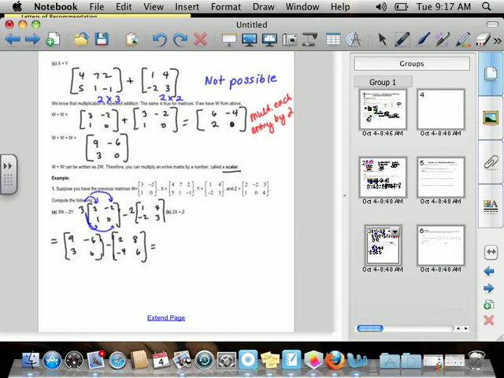Okay, so when I do this, I get 9 minus 2, so 7. Negative 6 minus 8, so negative 14. 3 minus a negative 4, so that's going to be 3 plus 4, so 7. And then 0 minus 6, so negative 6. That's your answer. So 7, negative 14, 7, negative 6.